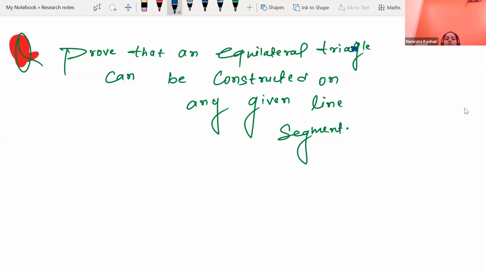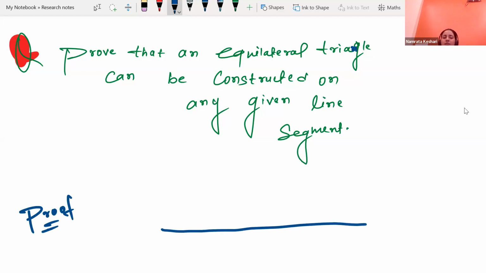What we will do at first to prove it, we will construct a straight line, PQ, AB, whatever you want to name it. Any random length I have taken. What we want to do, we have to draw an equilateral triangle over here. Equilateral triangle we are supposed to draw over here.